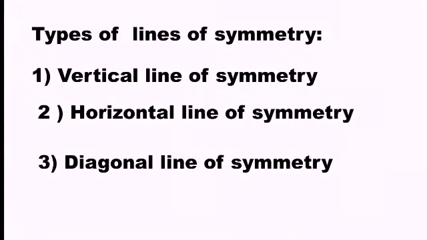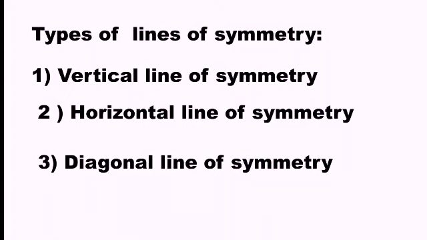Let us discuss the types of lines of symmetry. See, there are three different types of lines of symmetry: vertical line of symmetry, horizontal line of symmetry, and diagonal line of symmetry. Vertical line of symmetry means standing lines, horizontal line of symmetry means sleeping lines, and diagonal line of symmetry means slanting lines.